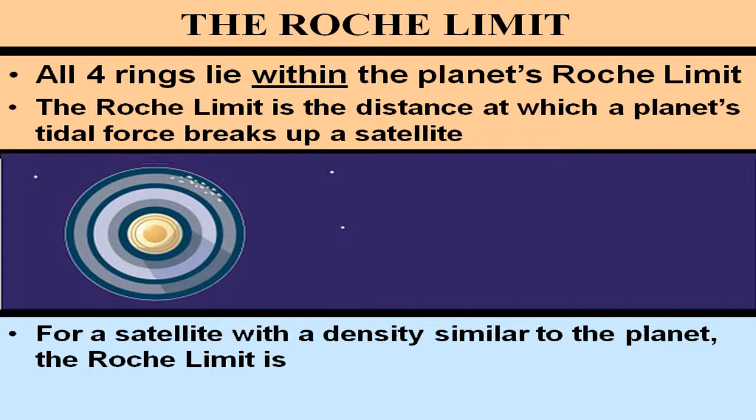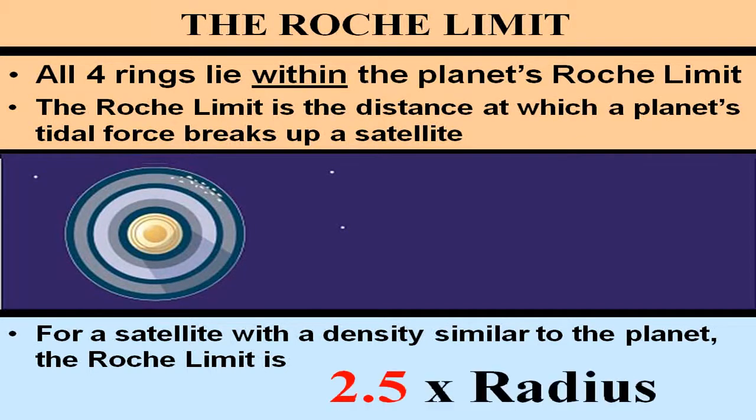For a satellite that has a density similar to the planet's density, the Roche limit is 2.5 times the radius of the planet. So in the case of Saturn and Jupiter, which have a density on the order of 1, if the satellite itself were on the order of a density of 1, then at 2.5 times the radius of the planet, you would expect it to disintegrate into ring-like material. Most of the satellites probably would be about twice the density of those planets, but it pretty much follows the same order of relationship.